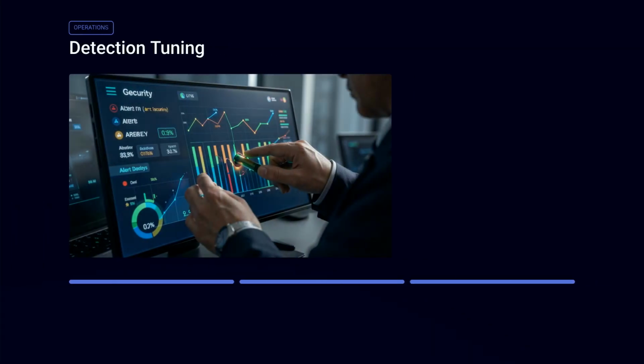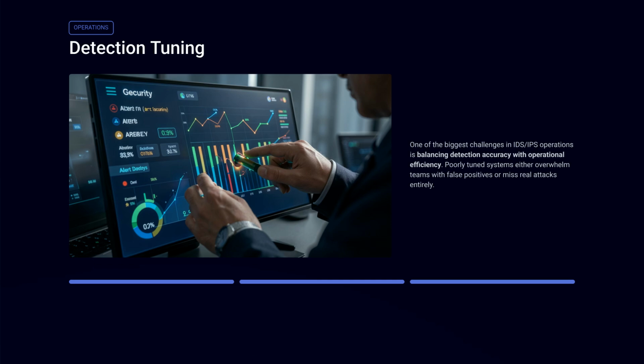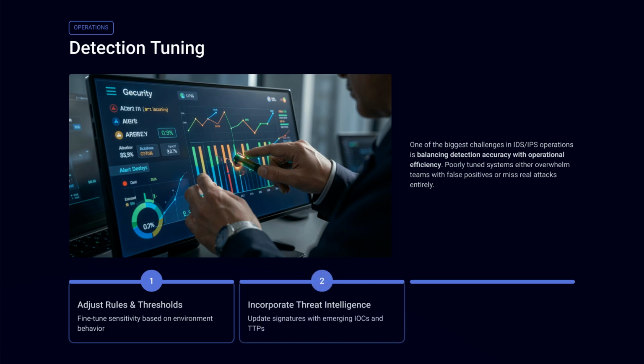A major challenge in IDS/IPS operations is balancing detection accuracy with operational efficiency. Proper tuning is essential to prevent false positives and missed real attacks. Tuning involves adjusting rules and thresholds, incorporating threat intelligence, and reducing alert fatigue.